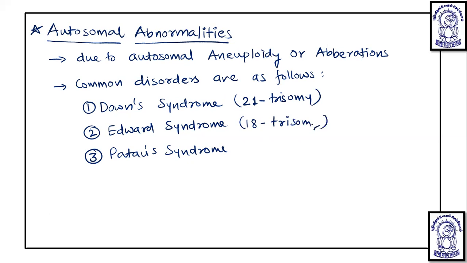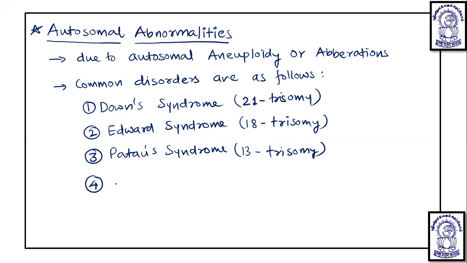Trisomy means 2n plus 1. It means one chromosome gets added to the 18th pair in a diploid individual, then it is known as Edward syndrome. And in the same way, Patau syndrome is the 13 trisomy, that is due to the addition of one extra chromosome in the 13th pair out of a total 23 pairs of chromosomes.